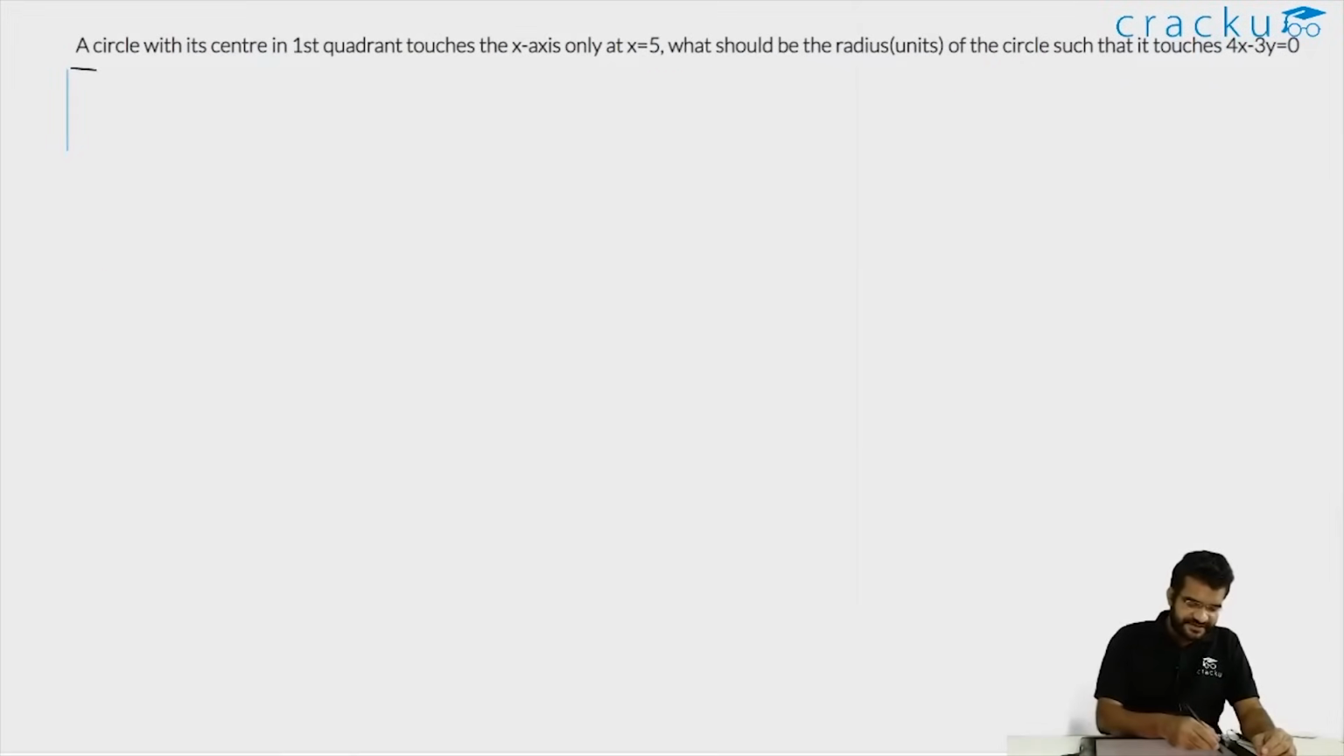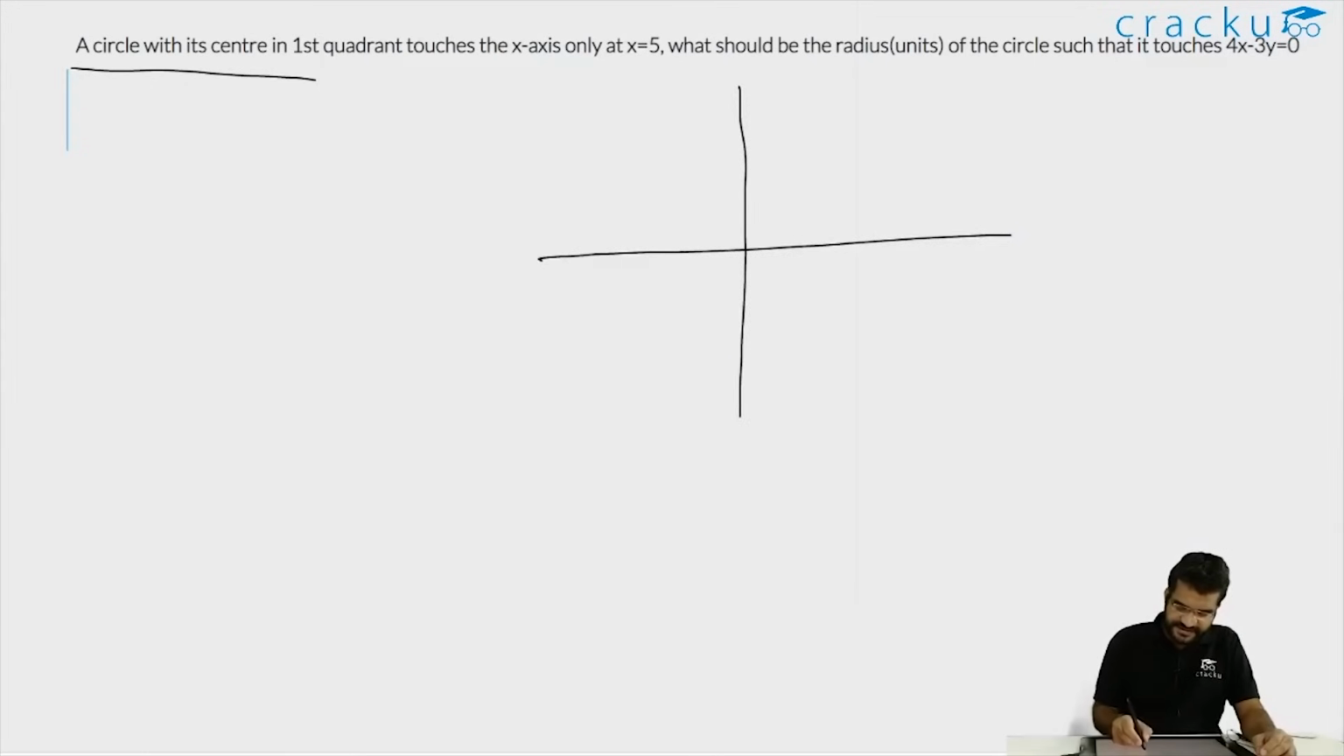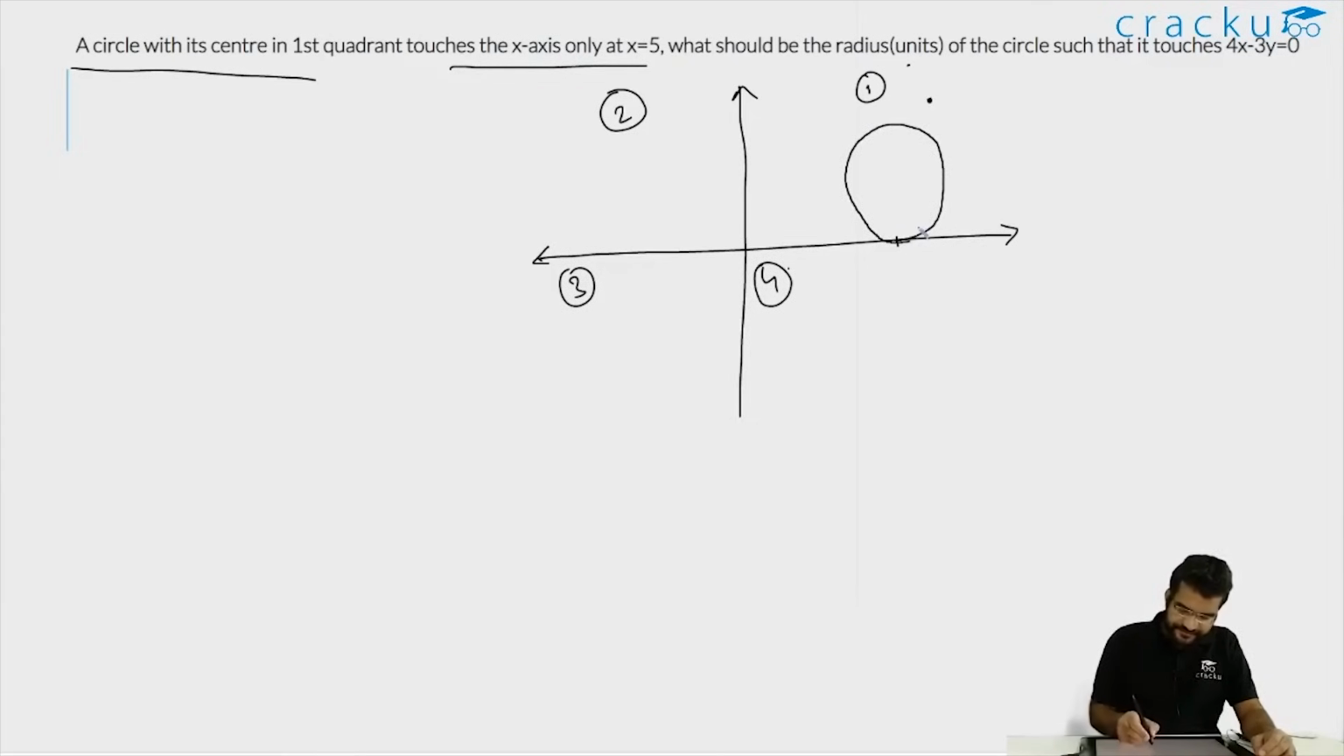In this question, it is given that there is a circle and the center of the circle is in the first quadrant. So, if you draw the y-axis and the x-axis, this is the first quadrant, this is the second quadrant, this is the third quadrant, and this is the fourth quadrant. So, the center of the circle is in the first quadrant and it touches the x-axis at x equal to 5. Let us assume that this is x equal to 5. So, the circle will be something like this.